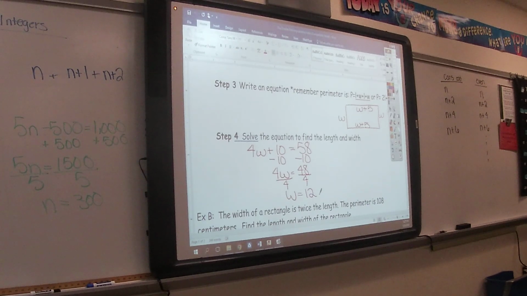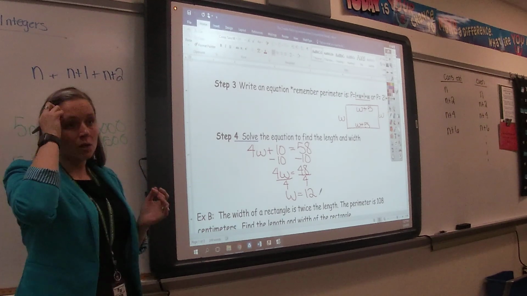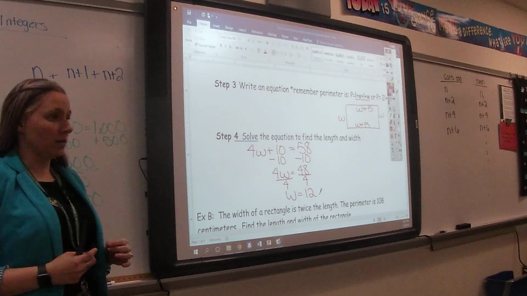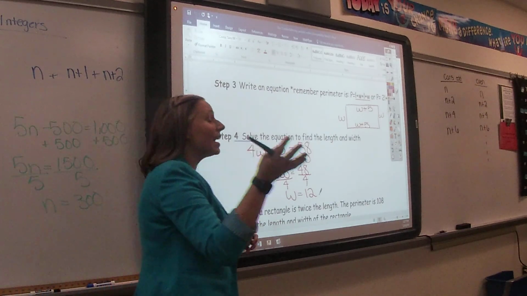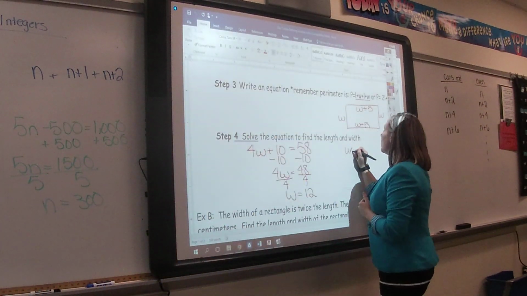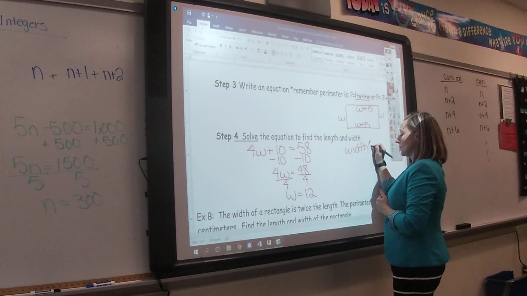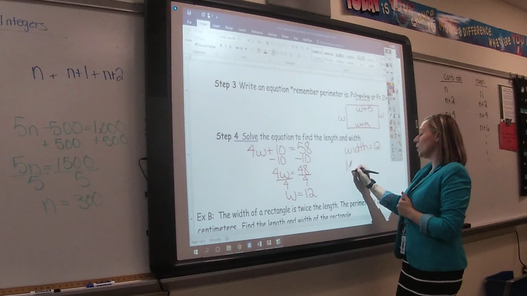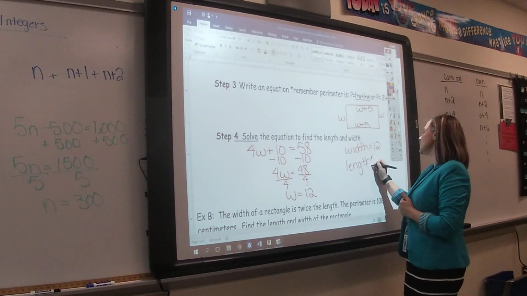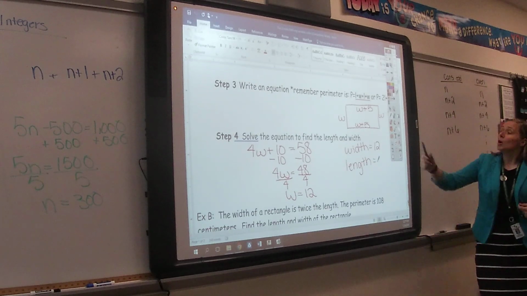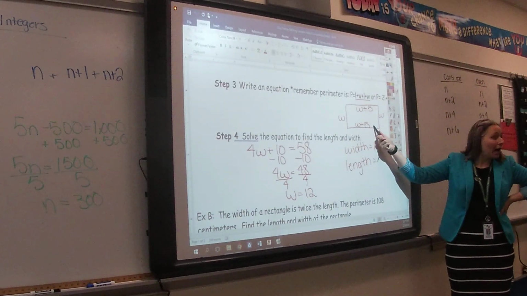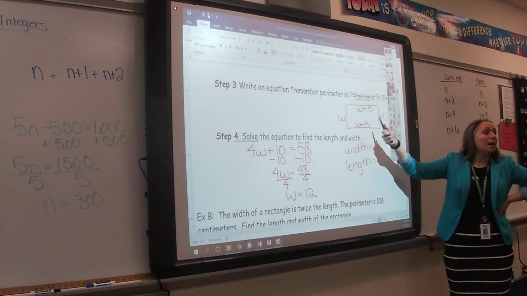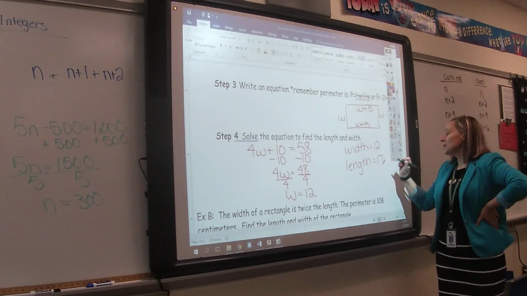Okay, so if our width is 12, are we just done? W equals 12, we circle it, we're done. Nope. No. Why not? We have to find the length. It said to find the dimensions. We need the length and the width. So our width is 12, but what is our length going to be? 17. Where'd you get that 17, William? You add the 5 to the width. We said that the length is W plus 5. So 12 plus 5 is 17.